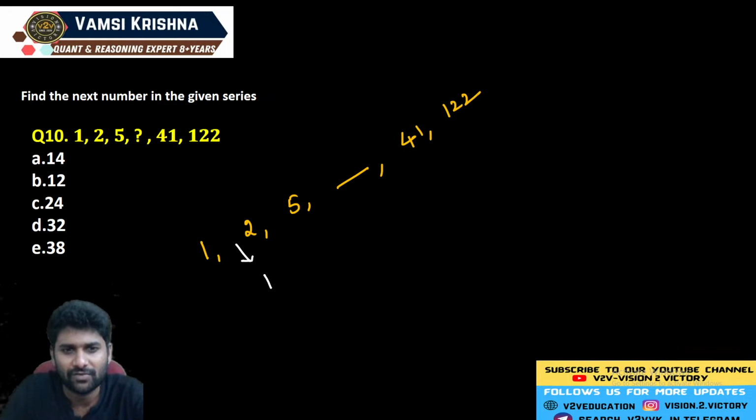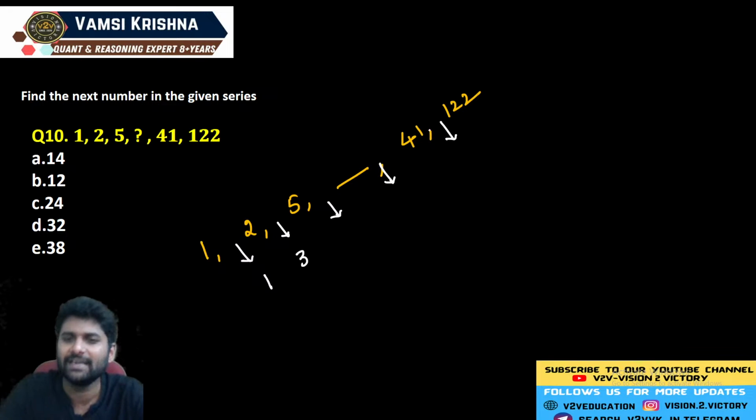See, it's a difference of 1. It's a difference of 3. And we should identify that. And finally, here the difference of 41 and 122. So it's a difference of 81.